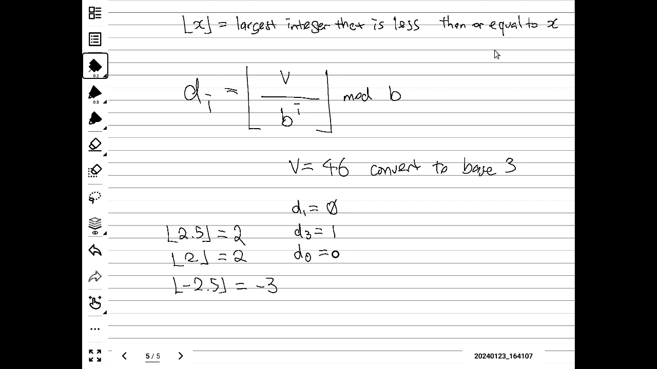And what about D2? That's the one that is missing so far. What is D2? D2 is 46 divided by 3 to the power of?